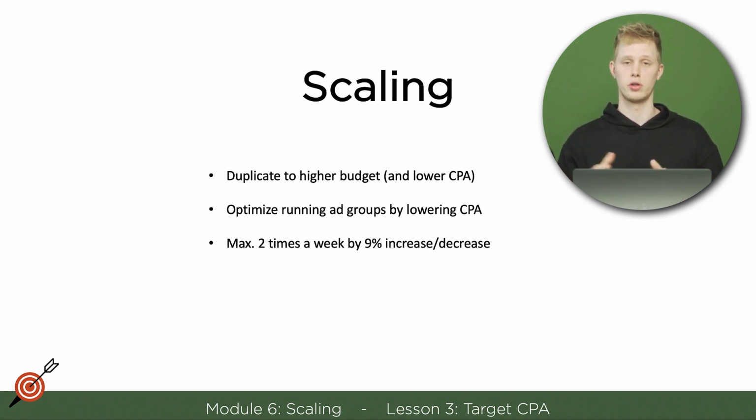Now, you can also optimize ad groups that are already running with a CPA. And for this, it's the same as with increasing the budget. You can do this maximum of 2 times a week by only a 9% increase or decrease, of course, if you want to optimize the CPA. So you can change the CPA. So let's say you put a CPA of $20 and you want to optimize this because you are getting sales for a lower CPA, then you can decrease the CPA of 20 to 19, for example.